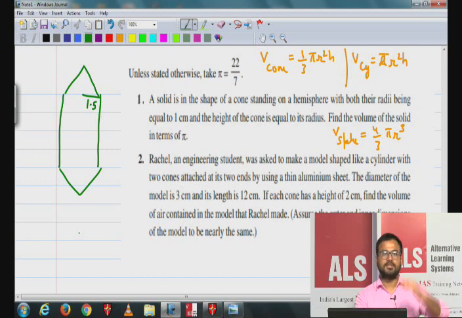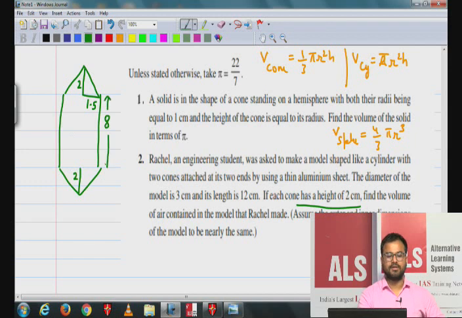So length is 12 means the length of the complete model is 12. Each cone has a height of 2 centimeter. So this height is 2 and this height is also 2. So this becomes 4. It means the remaining height is only 8. We have to find the volume of the air contained in the model that Rachel made. Assume the outer and the inner dimension of the model to be nearly the same. So basically we have to figure out the volume of this thing.